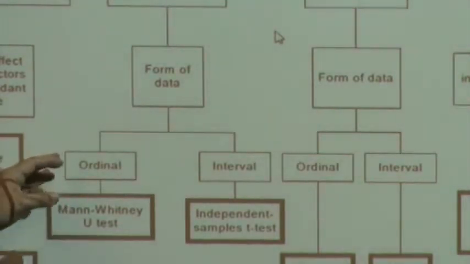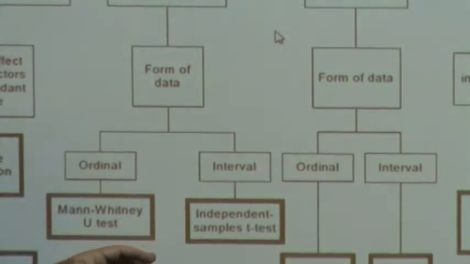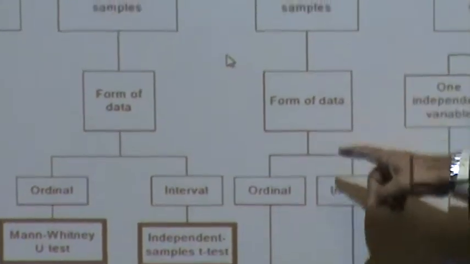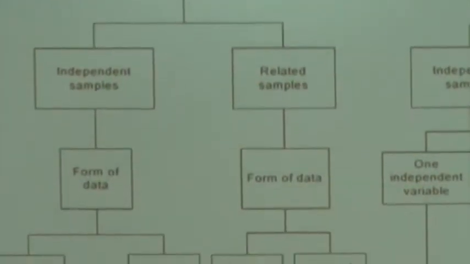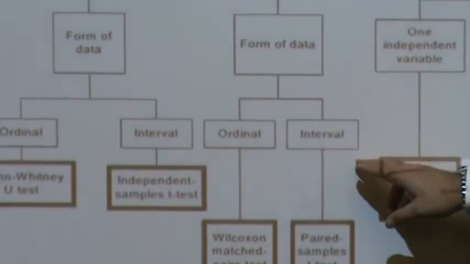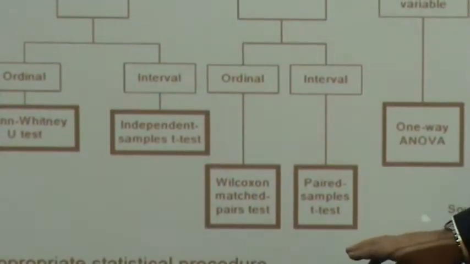The ordinal version of the independent samples t-test is something called the Mann-Whitney U-test. And you should understand when you would use either of these two tests. This is something that we all need to know in our field. Okay, moving to related samples, same question about form of data. If it's ordinal, you use Wilcoxon matched pairs test. If it's interval, paired samples t-test.